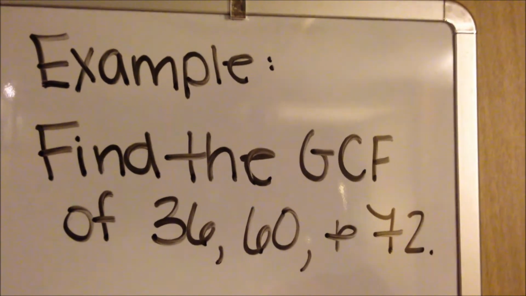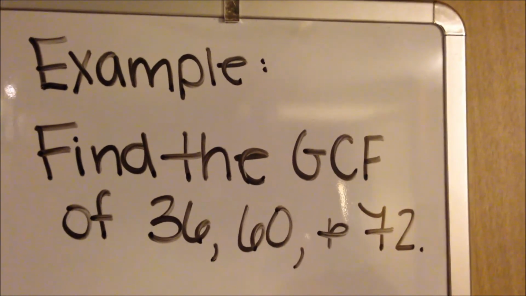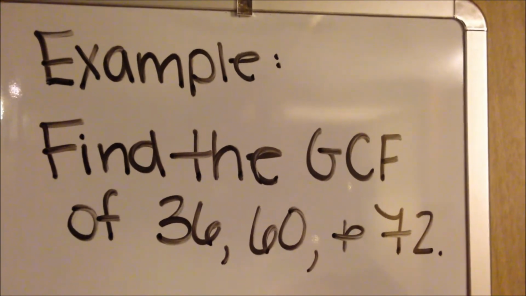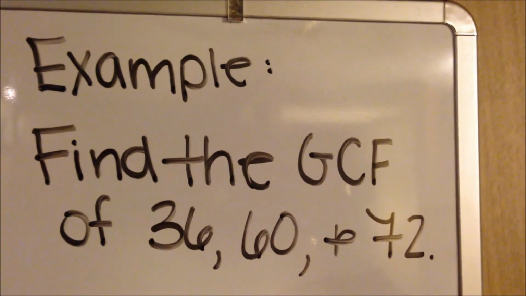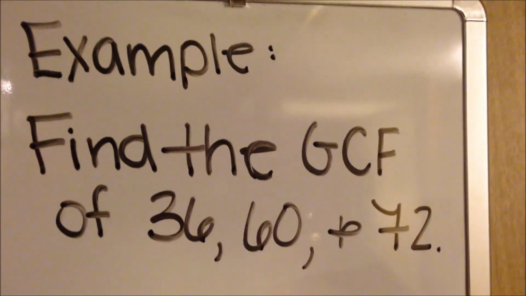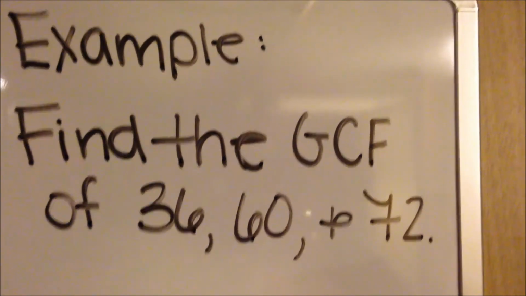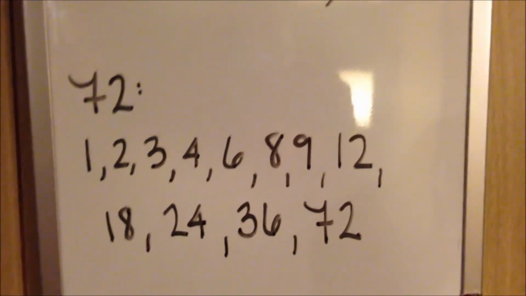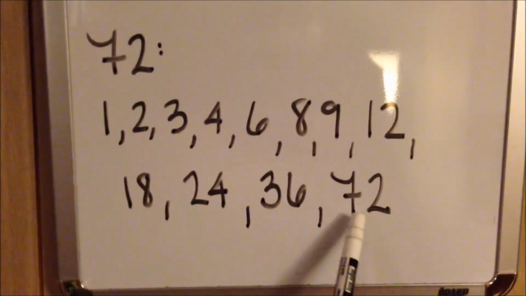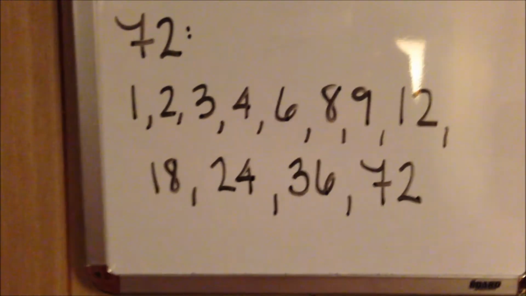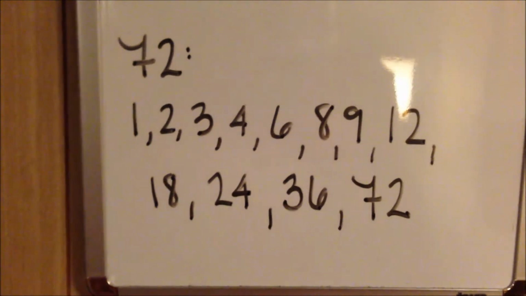Let's find the GCF of 36, 60, and 72. Now, after much practice, you'll be able to find the GCF mentally just by thinking about the factors of the numbers given. But if you're having trouble doing that, take the largest number, in this case 72, write out the factors of it, and then starting with the largest number, 72, work your way down until you end up with the GCF. Now, let's start with 72.